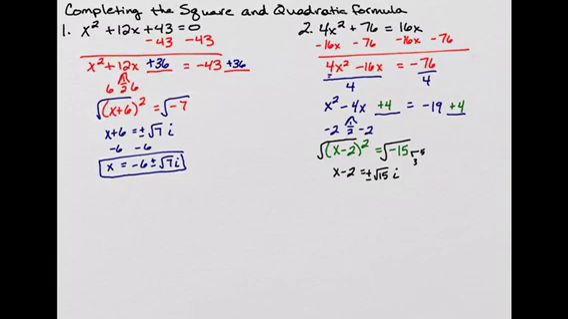So then to finish solving for x, I just have to add 2 to both sides, and I get x equals 2 plus or minus the square root of 15i. And that's it.